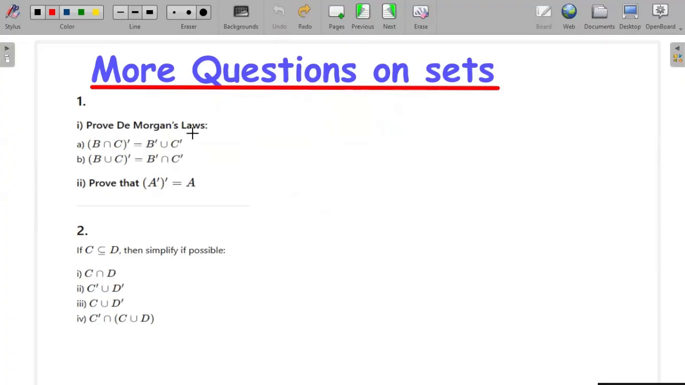All right. So we've proved this part. So these are just more questions on sets, is what we're saying. So we've proved the first part.